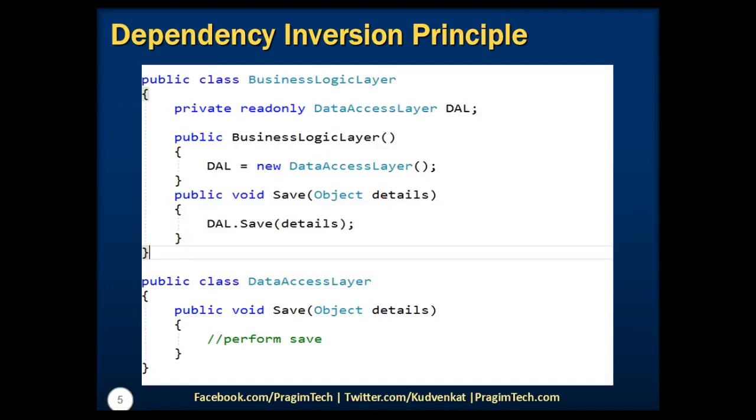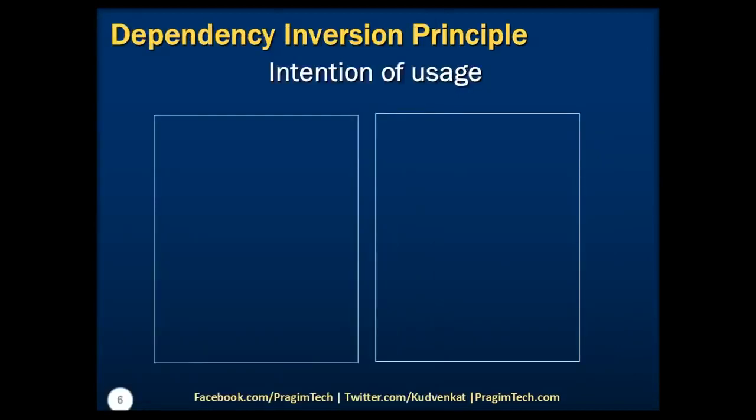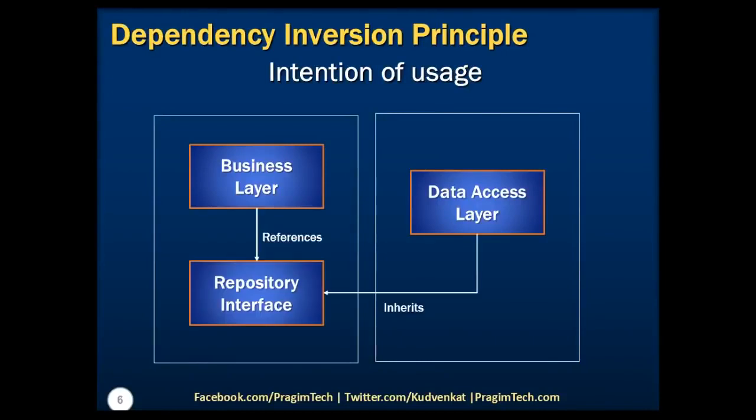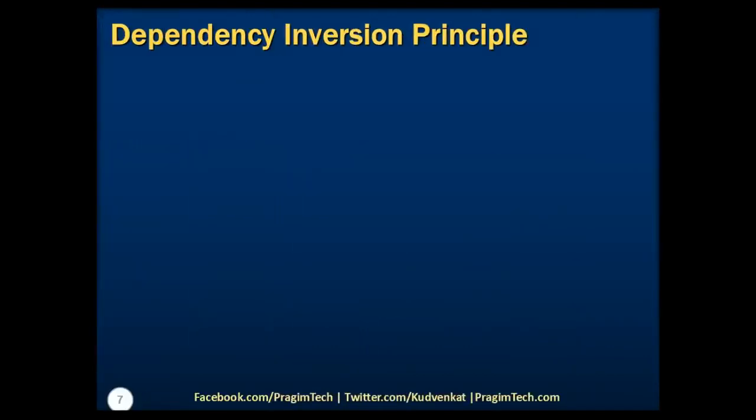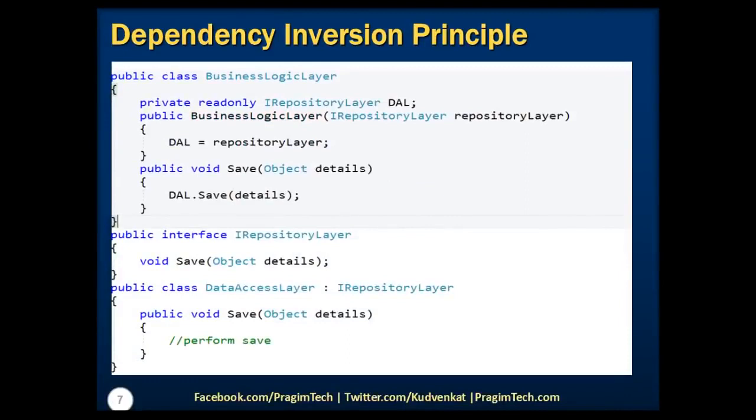Hence, based on the dependency inversion principle, we apply an abstraction to decouple these layers. In order to achieve that, we introduce an interface that acts as an abstraction so that both these modules are decoupled. This decoupling is demonstrated in the representation diagram, and further we can rewrite our code as shown on the screen. If you take a look at this code, based on the pictorial representation diagram, we have introduced the interface which is extended by the data access layer and referred to in the business logic layer. Hence, we can say that the IRepository layer acts as an abstraction between these two modules.